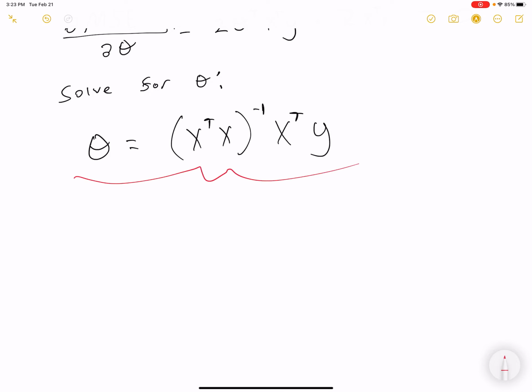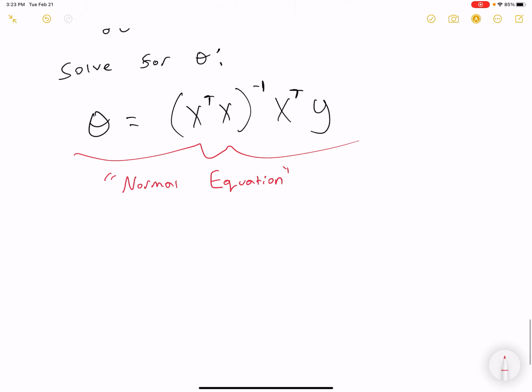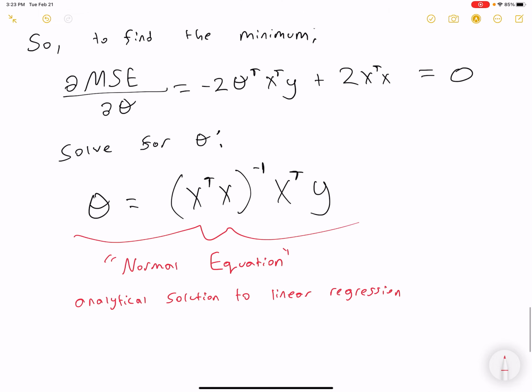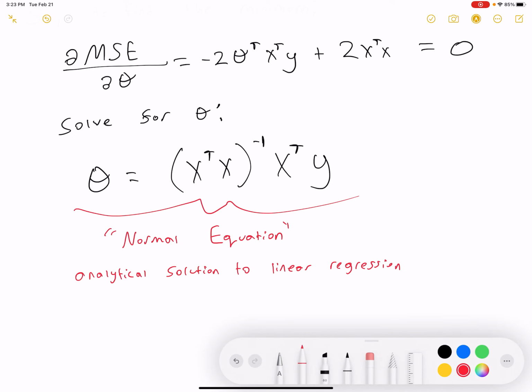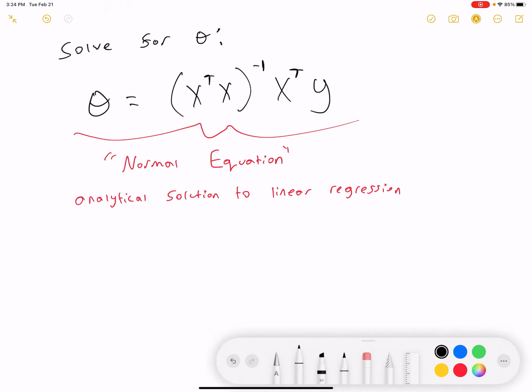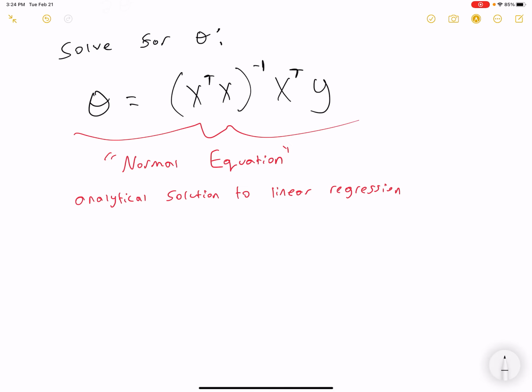And it's often called the normal equation. It is an analytical solution to linear regression. And again, it only works for linear regression. For more complex models, you can't do this, but if you ever see that equation floating around, that will give you the exact parameter values which minimize the mean square error. So now you know that, and 13 seconds to go. So that worked out well.